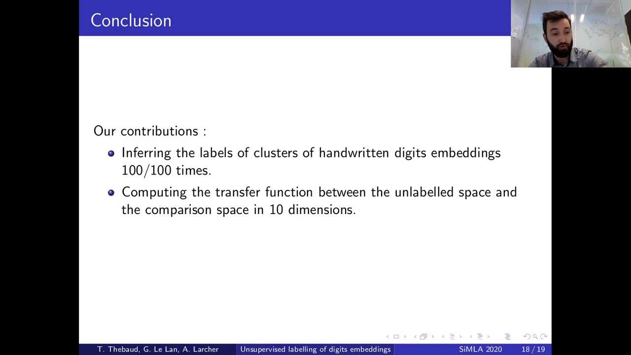So to conclude, we can resume our contribution in two steps. First, we inferred the label of the cluster of digit embeddings every time we did it. And secondly, we computed the transfer function between a label space and comparison space in limited dimension, and used a rather original way to do it using unsupervised translation techniques.